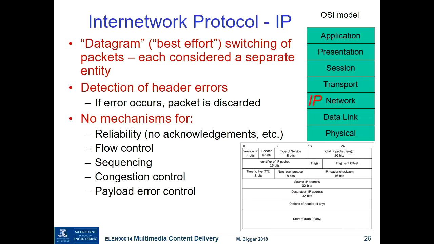There's no flow control, so the receiver can be overwhelmed with the stream of data that's coming from the server over the network. There's no sequencing, so we don't know if the packets arrive out of order. And there's no congestion control in the event that the network becomes congested. And while we can detect errors in the IP packet header, there's no check of any errors in the payload.